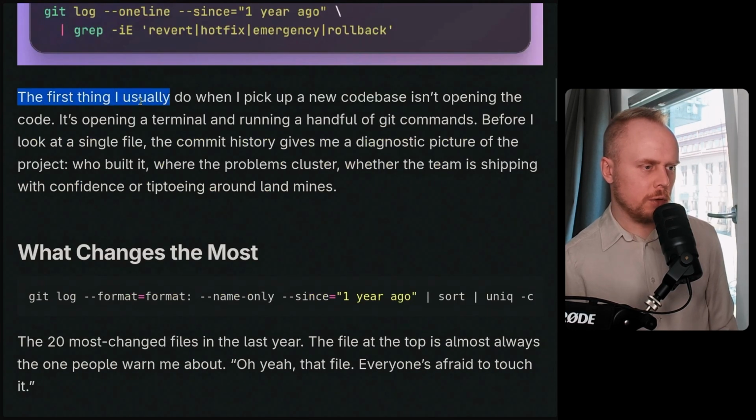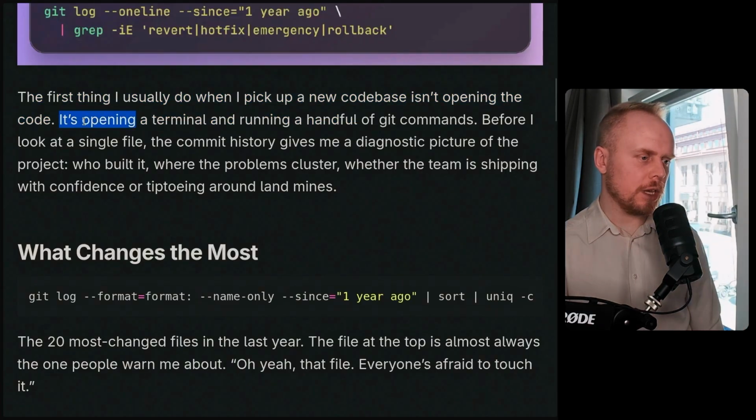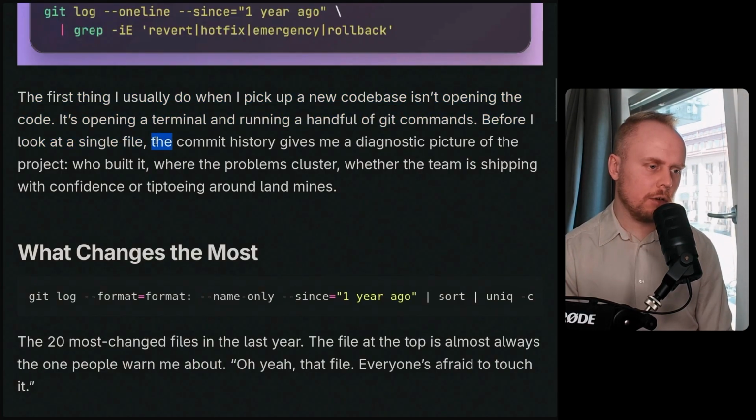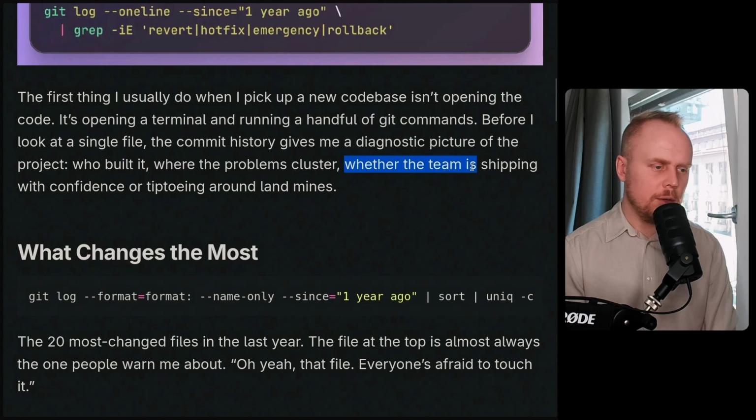The first thing I usually do when I pick up a new code base isn't opening the code, it's opening a terminal and running a handful of git commands. Before I look at a single file, the commit history gives me a diagnostic picture of the project: who built it, where the problems cluster, whether the team is shipping with confidence or tiptoeing around the landmines.